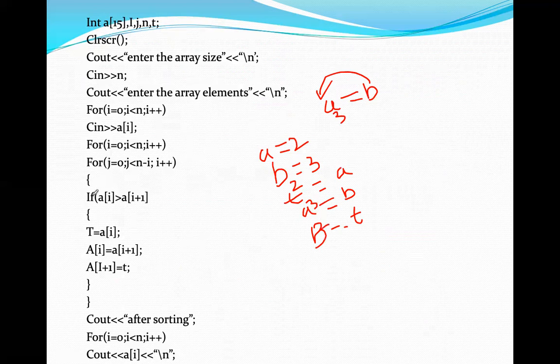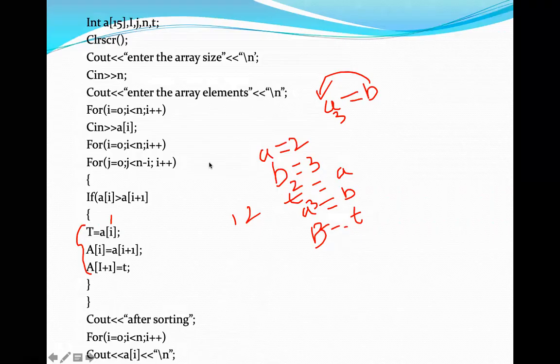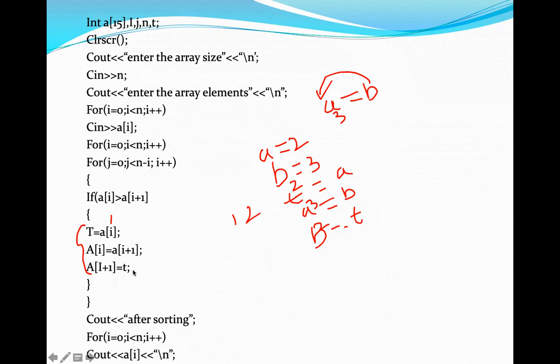So what I'm doing here is, if a of i is greater than a of i plus 1, we do the swapping. T is equal to a of i. Suppose a of i is equal to 1 and a of i plus 1 is equal to 2, and I want to exchange them. T will contain 1, a of i will contain 2, and a of i plus 1 is equal to T. Like that, swapping will work.